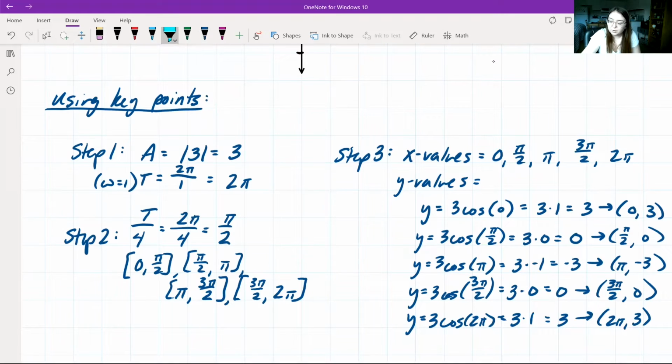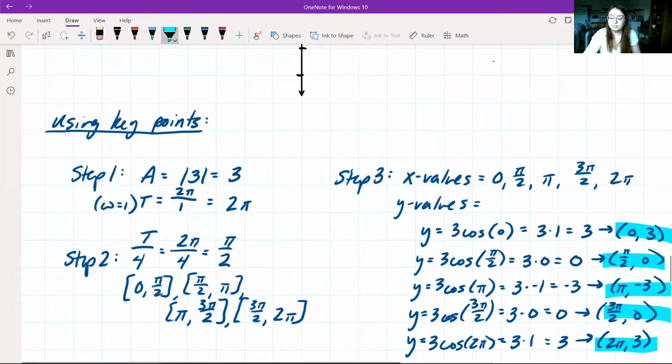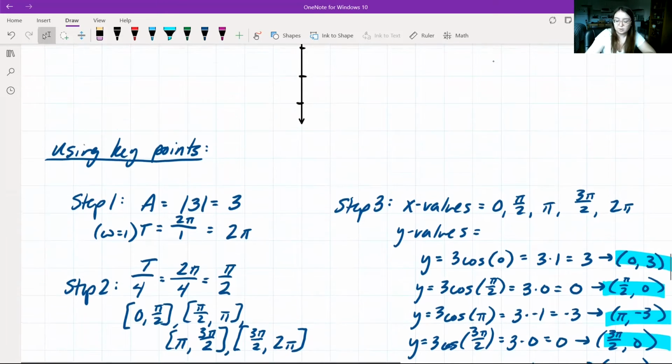So these 5 points here, these are our key points. So we need to go ahead and graph our key points. And remember, these are just key points for one single period. So once we graph these key points, we want to continue on our graph. And using our key points, we can fairly easily figure out where the points in our next period are going to go. So all right, let's start graphing.